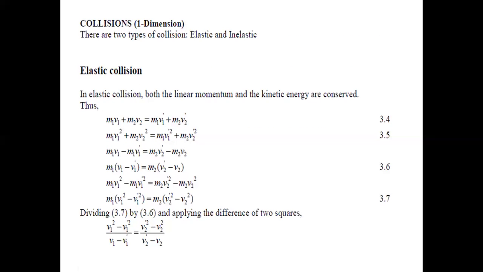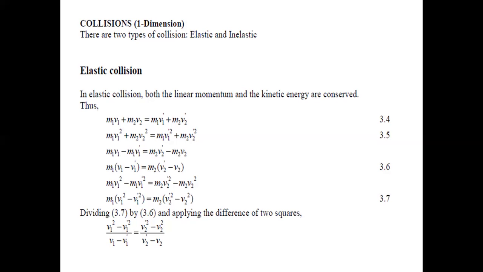Let's take an example of this. There are two types of collision, elastic and inelastic. Let's see what elastic collision is. In elastic collision, both the linear momentum and the kinetic energy are conserved. Thus, m1 v1 plus m2 v2 equals m1 v1 prime plus m2 v2 prime. That's conservation of linear momentum. What about kinetic energy? The law of conservation of kinetic energy will imply that m1 v1 squared plus m2 v2 squared equals m1 v1 prime squared plus m2 v2 prime squared.